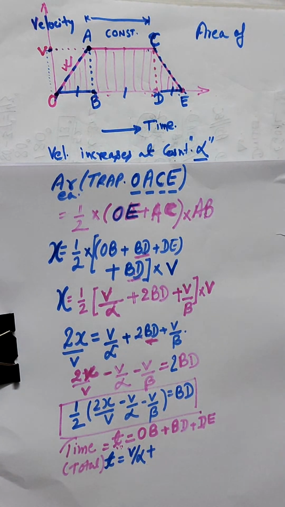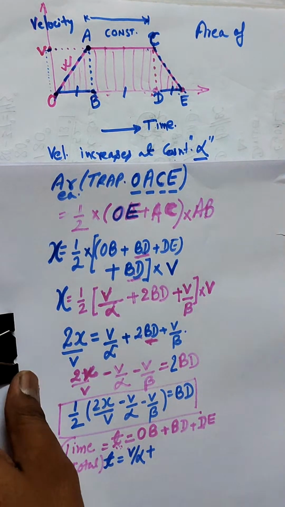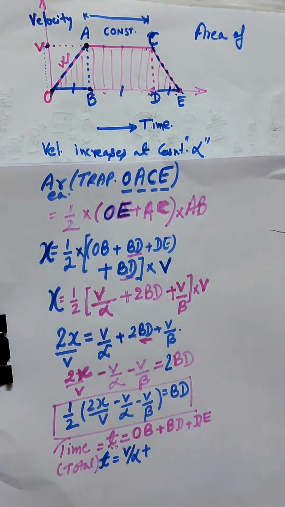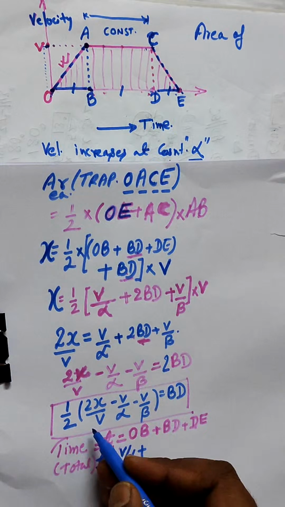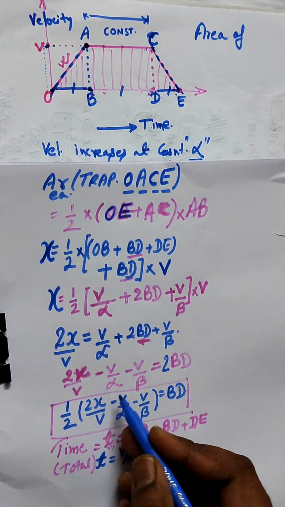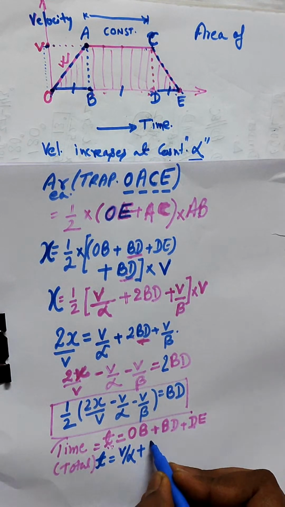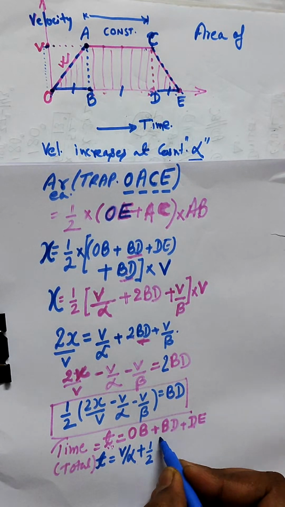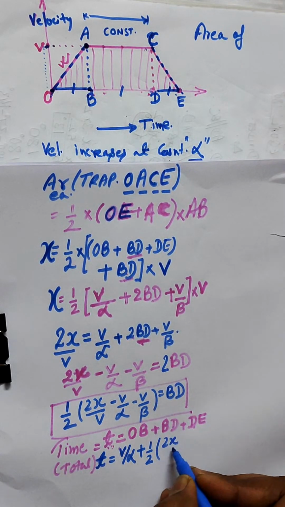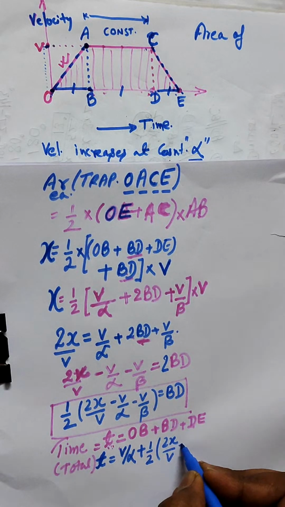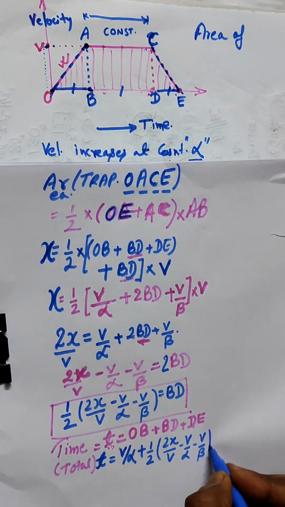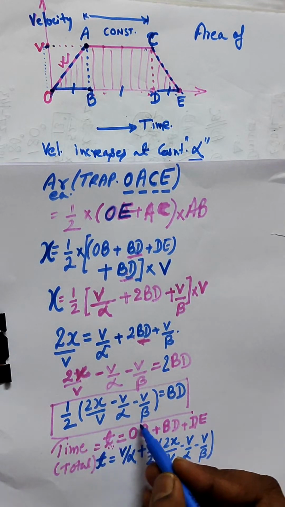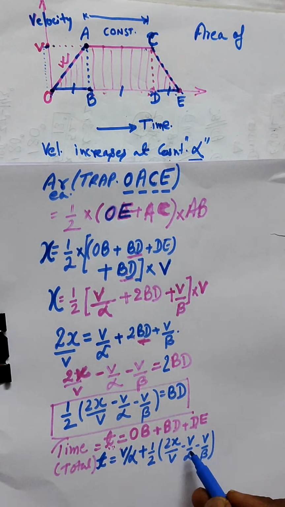What is the value of BD? Don't worry, we have already derived it. The value of BD is derived over here. Just put up this value, half of what? 2x by V minus V by alpha minus V by beta. Isn't it the value of BD? So just put up the value of BD.